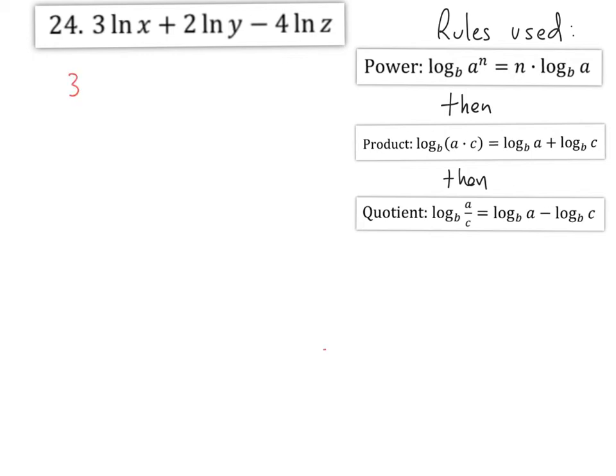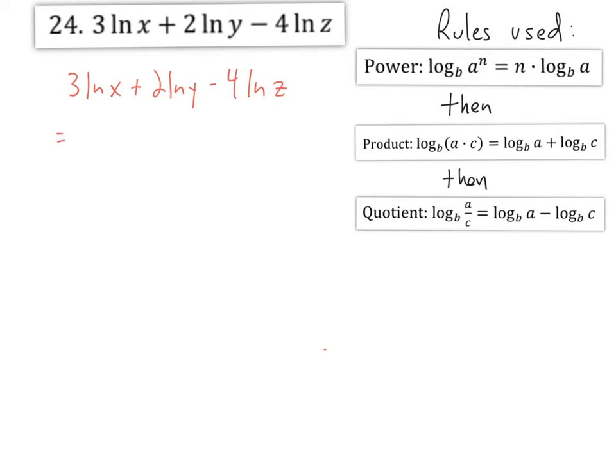Okay, so 3 ln x plus 2 ln y minus 4 ln z. One thing, these are all ln's. They all have the same base, and so we can only use this power rule... Next rules we can only use when they have the same base. This we're kind of doing each one separately.